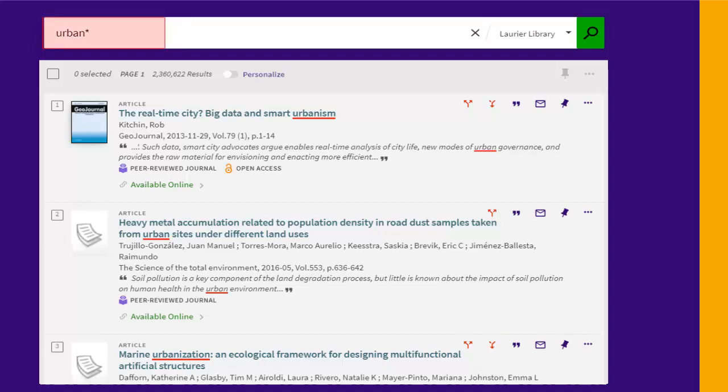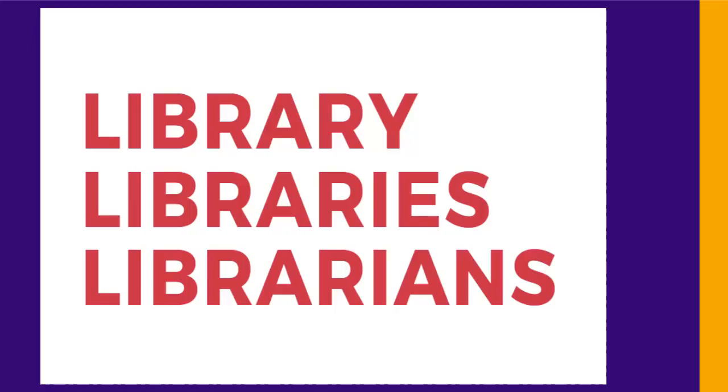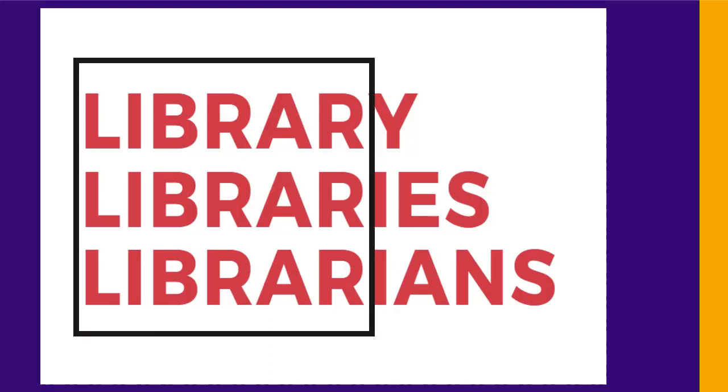If I search for urban asterisk, in my results I get urban, urbanization, and other words that have urban as their root word. Truncation is also good for searching singular and plural forms at the same time, or finding terms with variant spellings. Put the truncation symbol after the root, where the spellings begin to vary.